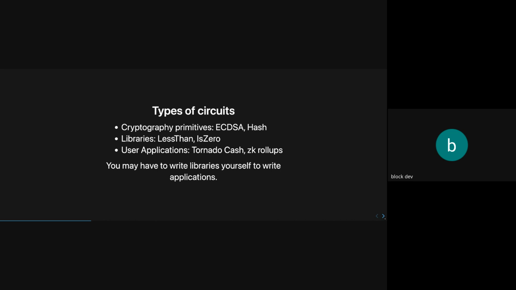And then finally, you have user applications like Tornado Cash, shielded pools, or even ZK rollups. It might be called infra, but for the purpose of this presentation, let's call it an application. All of these have bugs in their designs as well. And again, sometimes it might not be a clear demarcation. You might be writing libraries and applications at the same time. But these are the kinds of circuits.